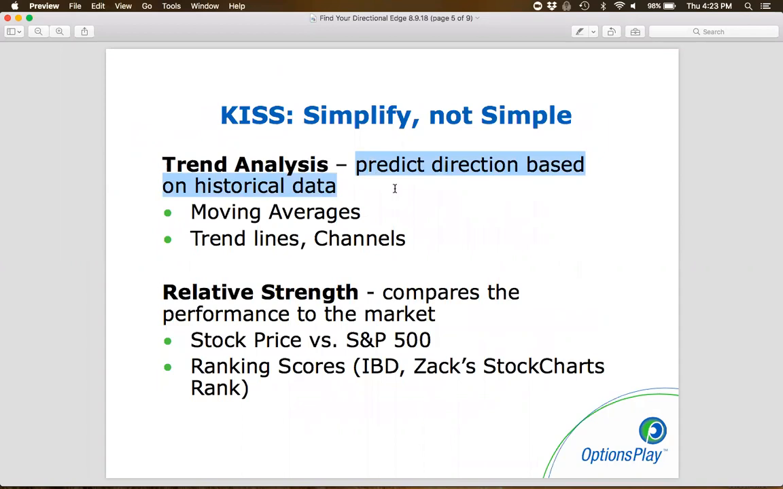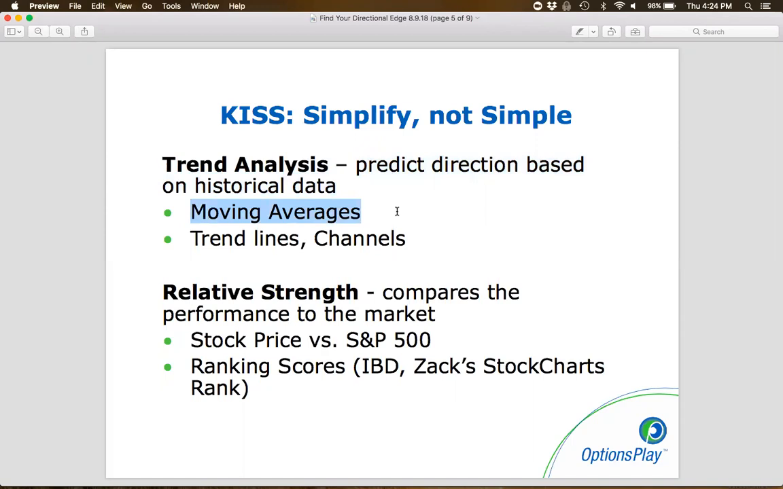So this is the tenet of technical analysis: we believe that history may not repeat itself, but it certainly rhymes, meaning there are discernible patterns that happen over and over again. And if we study those historical patterns, it gives us an idea as far as what is likely going to happen in the future. So some examples of trend analysis: moving averages is probably one of the most popular ways of looking at trend analysis.